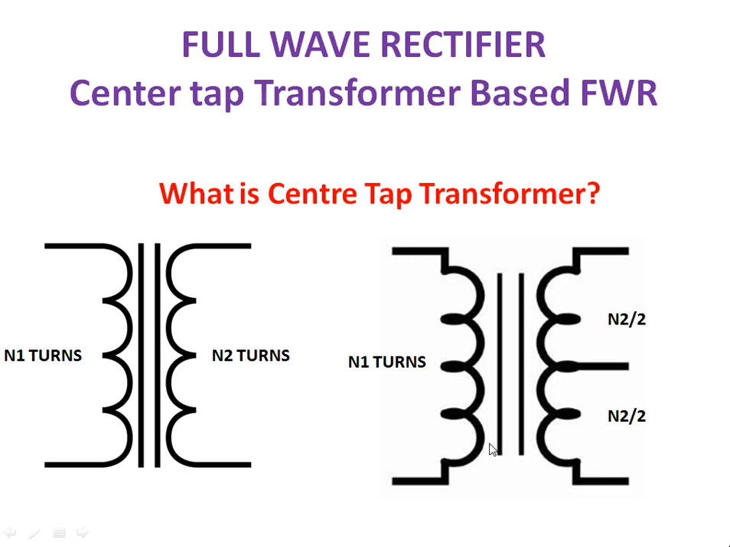Next we will discuss the full wave rectifier, that is, the center tap transformer based full wave rectifier. So what is a center tap transformer? This is an ordinary transformer. It has a primary winding and a secondary winding. Primary has N1 turns and secondary has N2 turns. Suppose I split the secondary into equal numbers of turns, that is N2 by 2 turns here and N2 by 2 turns here, then I am getting 3 terminals on the secondary side. So this transformer is known as a center tapped transformer because the tapping is taken from the center of the secondary winding.